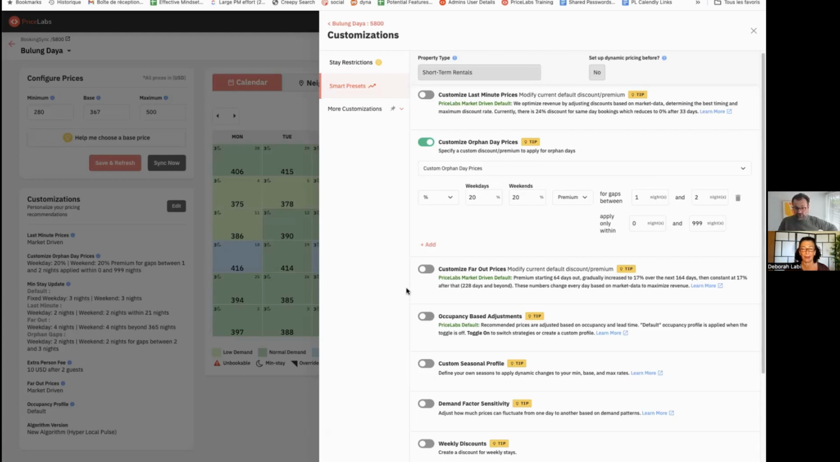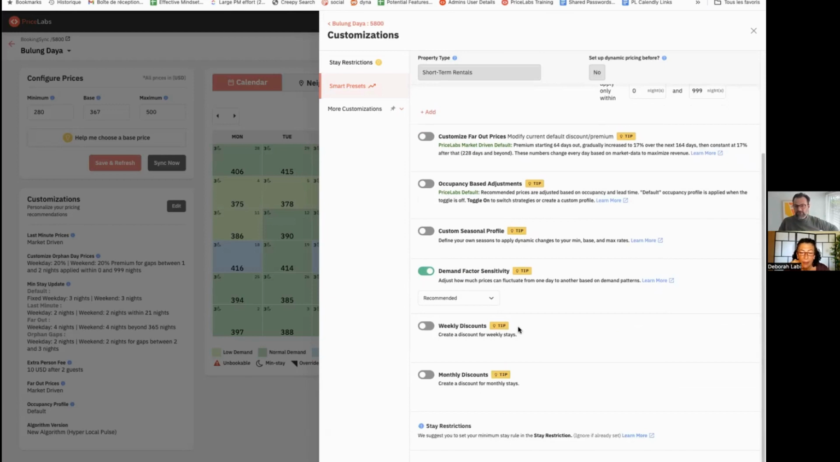Another one I can show, for example, is demand factor. Demand factor is how we let prices fluctuate. By default, it's on, so prices change from one day to another. But in some cases, owners will tell you, you know what, I look at the prices from one day to another, and I don't like that price change too much. I'm not comfortable with that. It can happen when you talk to owners.